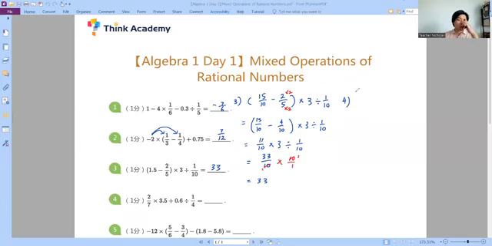Okay, so let's work out that 2 out of 7 times 3.5 right there. Well, I can write this as 2 out of 7 times 35 out of 10 plus 0.6 divided by 1 quarter. 0.6, let me rewrite that as 6 out of 10 divided by 1 quarter.